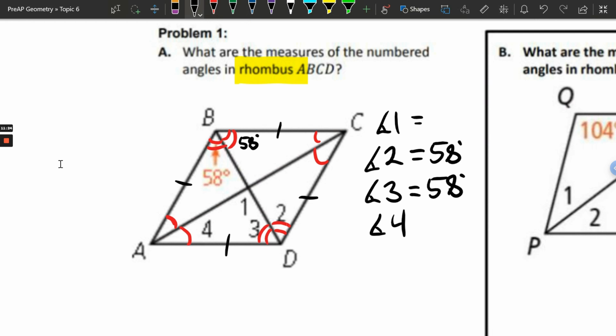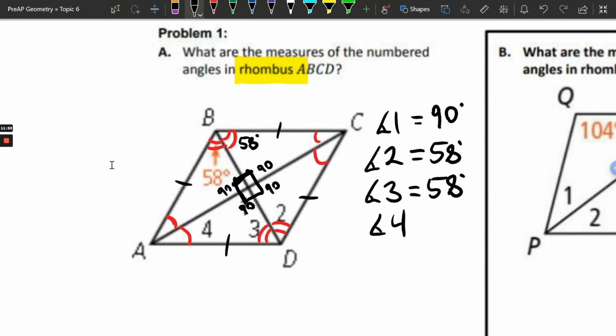We still need to get angle 1 and angle 4, so let's figure out how we can do that. Right now, I can't see much we can do with angle 4, but I do remember something about the diagonals of a rhombus. The second fact about the diagonals of a rhombus is that the two diagonals are actually perpendicular to each other. So I like to draw a box, which basically just means all of these angles are 90 degrees, including angle 1. So you get all these 90-degree angles in the middle.